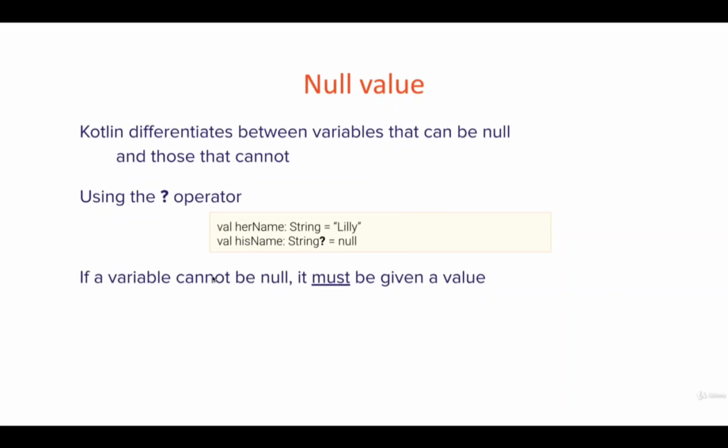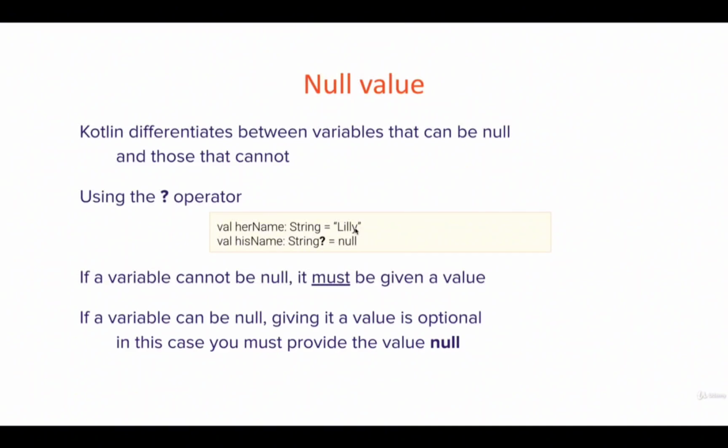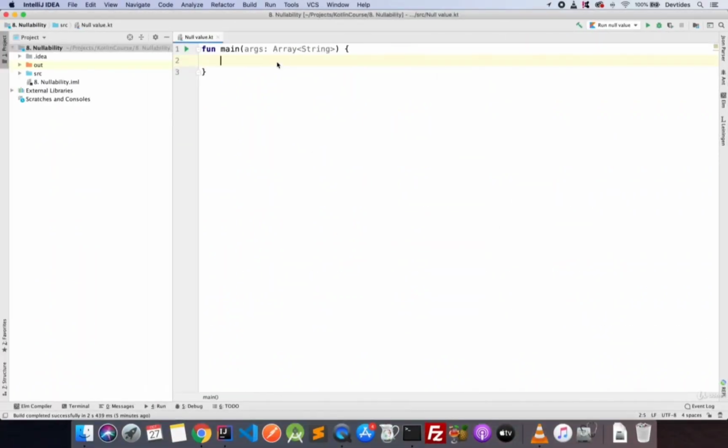So if a variable cannot be null, it must be given a value. Okay, so this is the first example here. And if a variable can be null, you can still give it a value that is optional. But if you do not provide a value, you must provide the value null. Okay, so let's go ahead in our IDE and try this code ourselves.